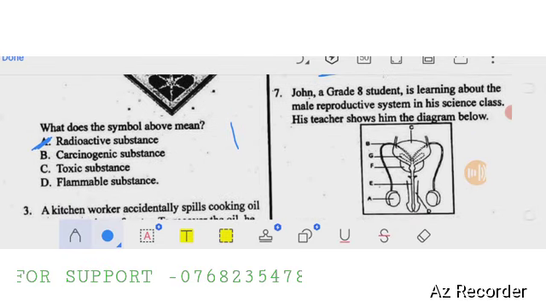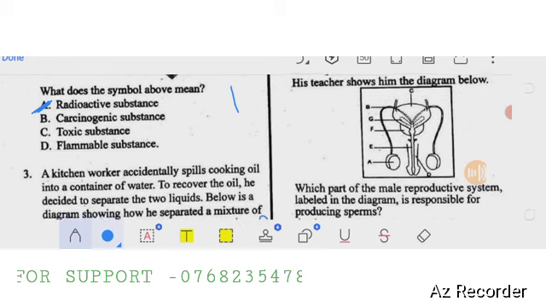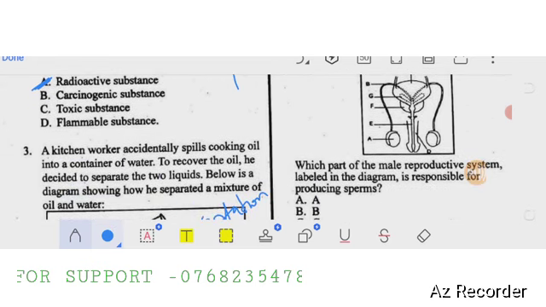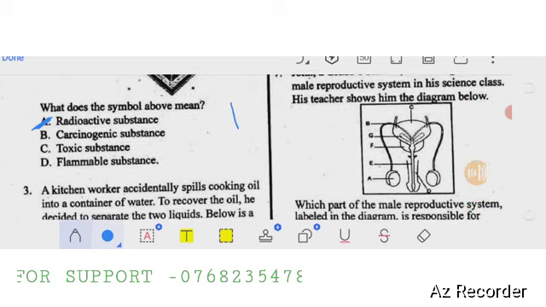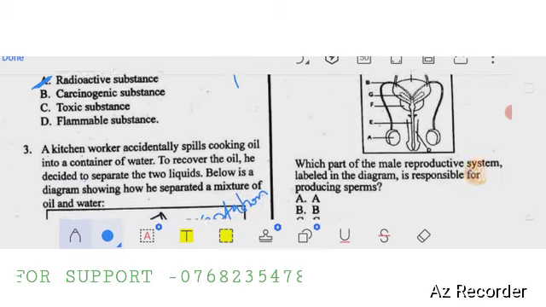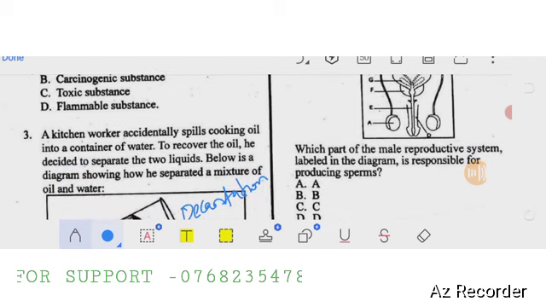John, a grade 8 student, is learning about the male reproductive system. In his son's class, his teacher shows him the diagram. So this is the diagram of a male reproductive system. We have part A, B, then C, D, E, F, and G shown there. Which part of the male reproductive system labeled in the diagram is responsible for producing sperm?